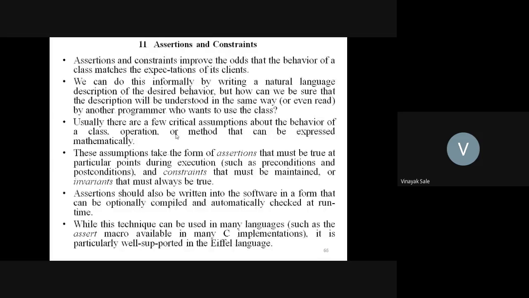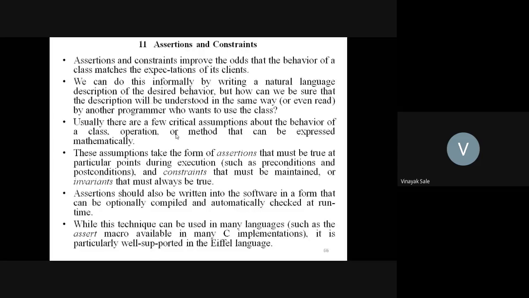Then assertions and constraints. Assertions and constraints improve the odds that the behavior of the class matches the expectations of the clients. We can do this informally by writing a natural language description of the desired behavior. But how can we be sure that the description will be understood in the same way, or even read, by another programmer who wants to use the class?